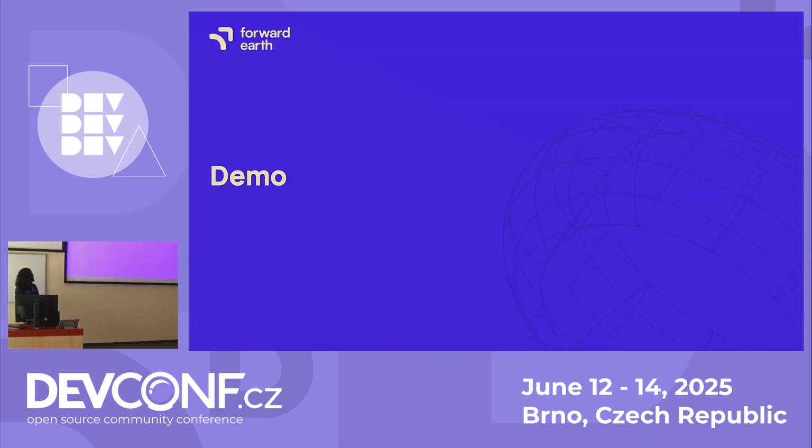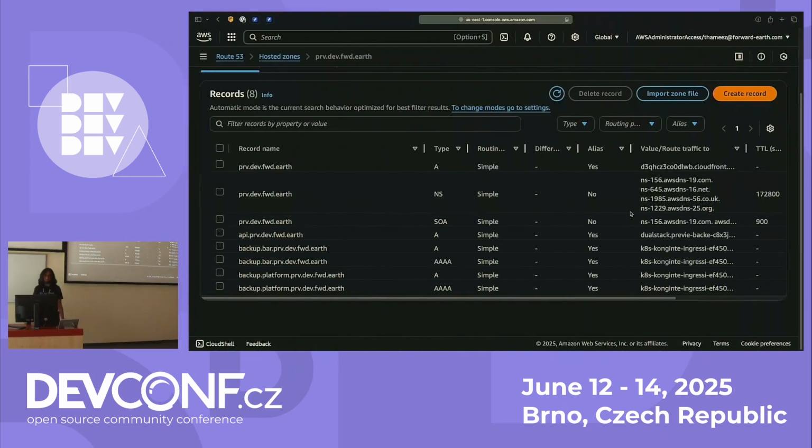Okay, we're going to go to the demo. This is going to be a live demo, so we're going to hope that it works, and if it doesn't work, we're going to try some backup stuff. So the first thing that I want to show you today is, can you see that? Is that large enough? Yeah? All right, cool. Is our DNS provider, Route 53.